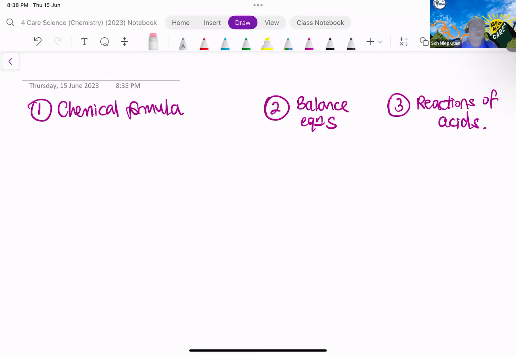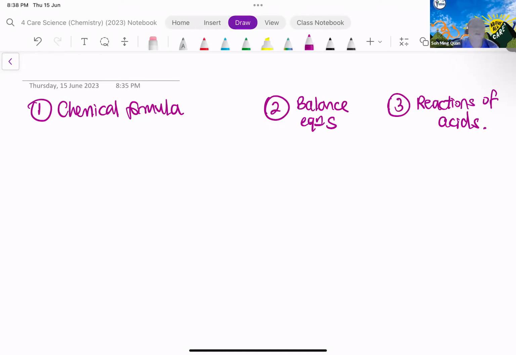But first, let's start with chemical formula. Now, to write chemical formula correctly is the first step towards writing an equation. If the formula is wrong, the equation is wrong and automatically given 0 marks. So the formula must be correct. Okay? Now, to write chemical formula correctly, you need to have good understanding of bonding.